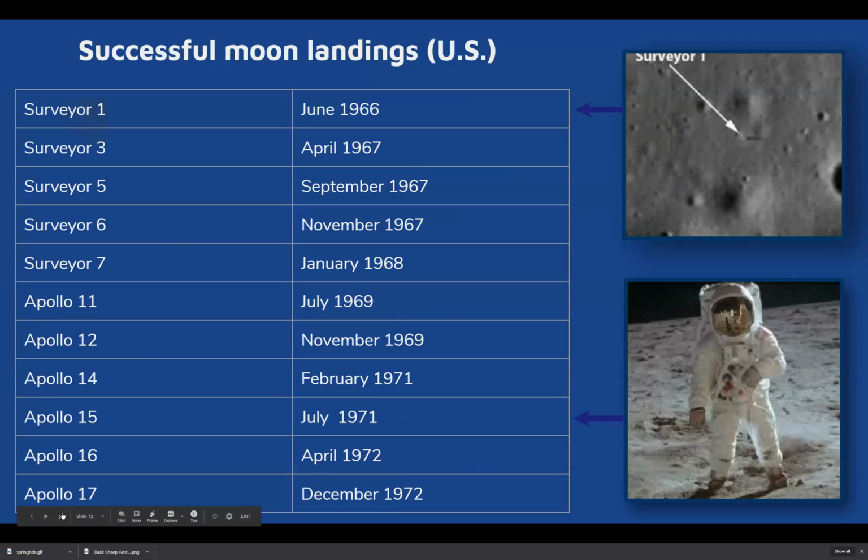All right, cool. And then successful moon landings. It's just a bar graph that I made. So it's Surveyor 1 in June 1966, Surveyor 3 in April 1967, Surveyor 5 in September 1967. Those were all just satellites, right? Those weren't manned. They're Surveyors, right? Yeah, those were the Surveyors, and then the Apollos. For Surveyor 1, there are pictures here, footage that we took. And then July 1971, Apollo 15, is one of the pictures of the astronauts on the moon.